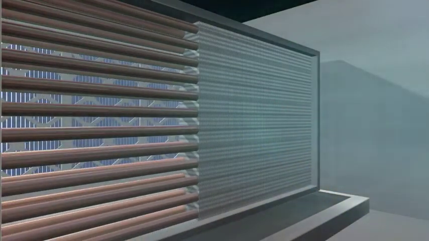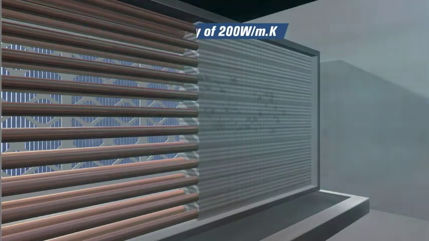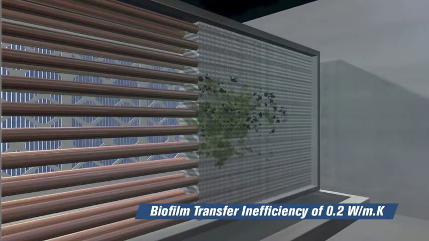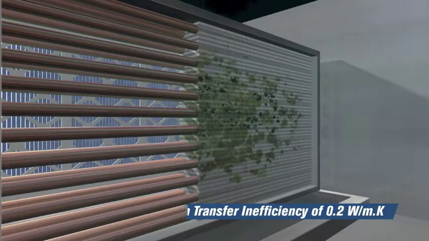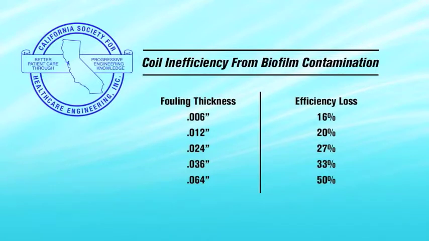The metal fins of the coil are typically made of aluminum that has a heat transfer efficiency of 200 watts per meter Kelvin, whereas the biofilm that often covers the fins may be 0.2 watts per meter Kelvin, or approximately 1,000 times less efficient. According to the California Society for Healthcare Engineering, it only requires a 1.5 millimeter fouling on the coil fins, 0.006 of an inch.